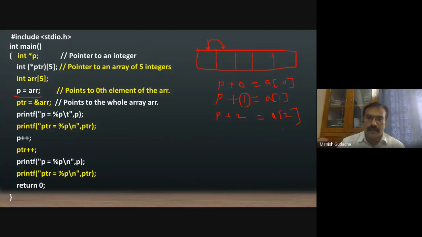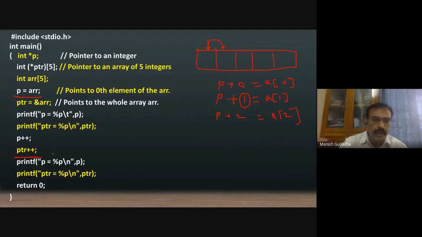It is not one; it is actually one times the size of the block to which P is pointing. Remember that, because we are moving to the 2D array, that's why I'm repeating this. One is the size of the block to which P is pointing. In this case, it is incremented by 20, because PTR is pointing to a block of 20 memory places, that is 5 integers.